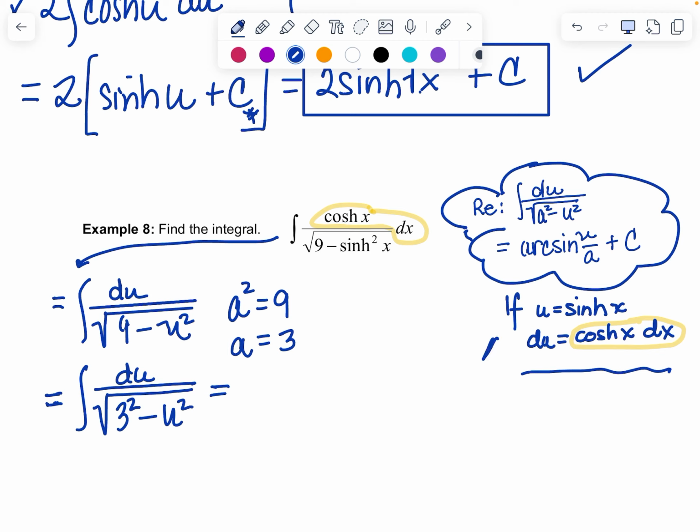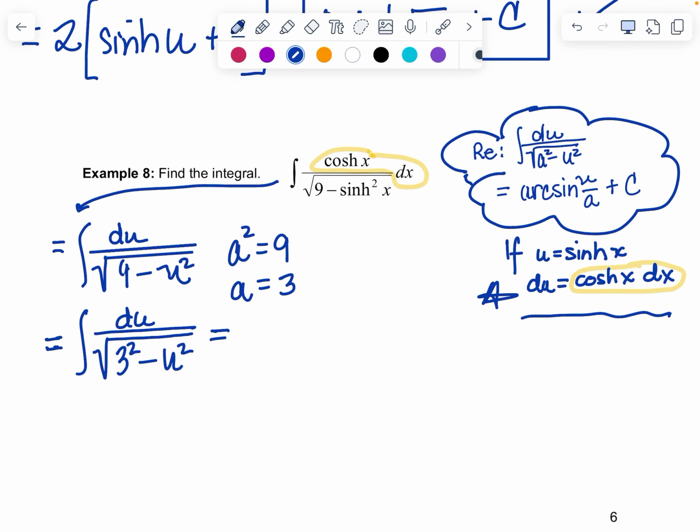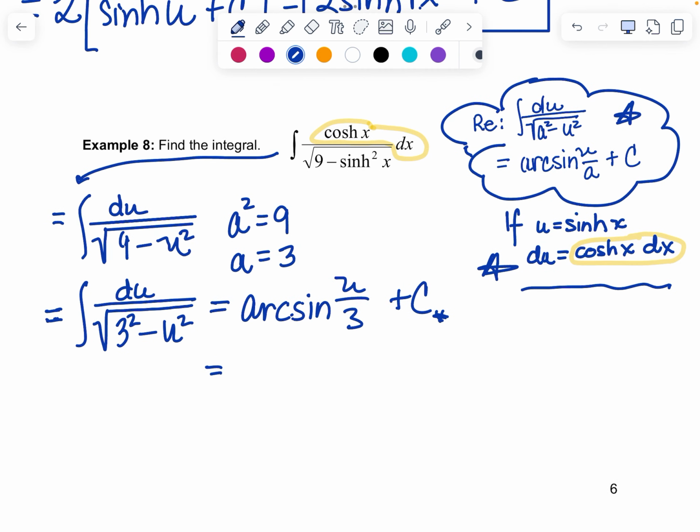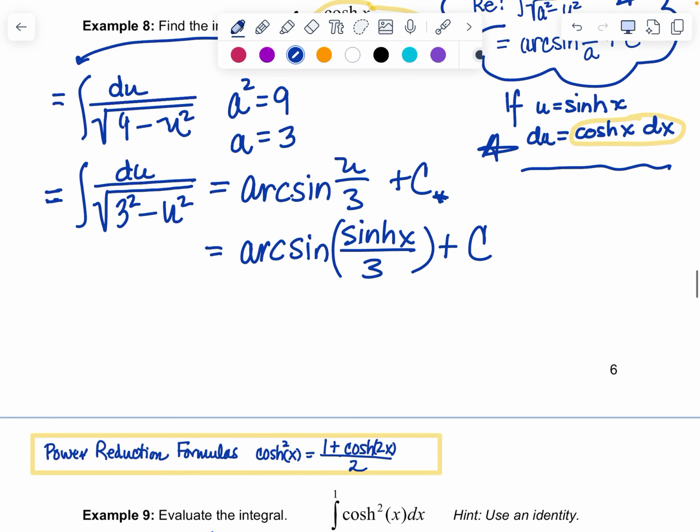So we're all ready to go, right? We just do a simple u sub here, and we know that a squared is equal to 9, and a is equal to 3, because we have this formula up here. So then once we get that, we're just going to say, okay, well then that's arc sine of u over 3 plus c. Like I said, it's a different c, but no bother. And then we're going to put our u back in. Our u, remember, is sinh x. So this is going to be the arc sine of sinh x over 3 plus c.